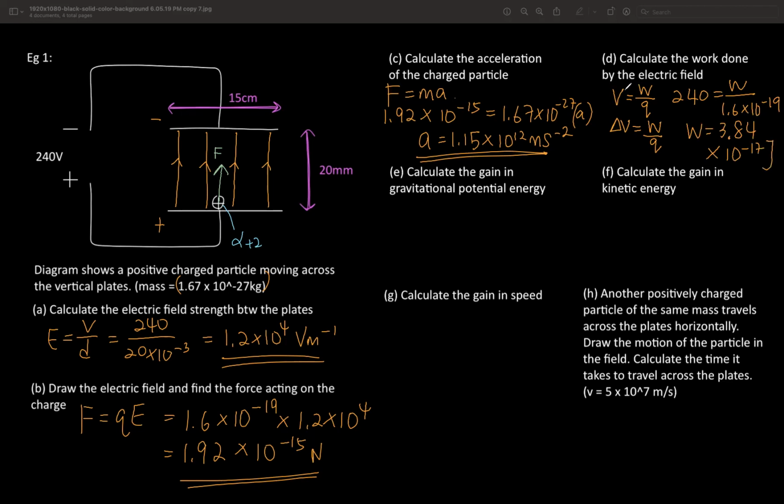Work done by the electric field. Is it positive work or negative work? You see the force by the electric field, this force is by the electric field, and the motion is also going up, the direction of motion. So it is the same as the force of the electric field. So the electric field is doing positive work, and your answer is positive.